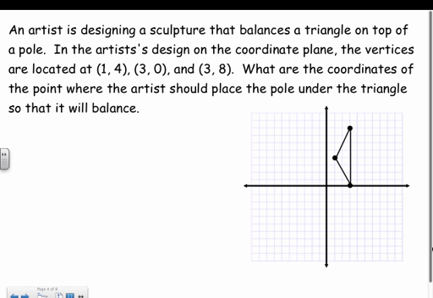So let's use that centroid to help us find something. For example, an artist is designing a sculpture that balances a triangle on top of a pole. Anytime you need balancing, you need the exact center of a triangle, hence the centroid. In the artist's design on the coordinate plane, the vertices are located at the following. I got them graphed. What are the coordinates of the point where the artist should place the pole under the triangle so that it will balance? There I'm thinking I need the centroid. So I need to find some coordinate that they need to place it at, because I'm dealing with the coordinate plane.